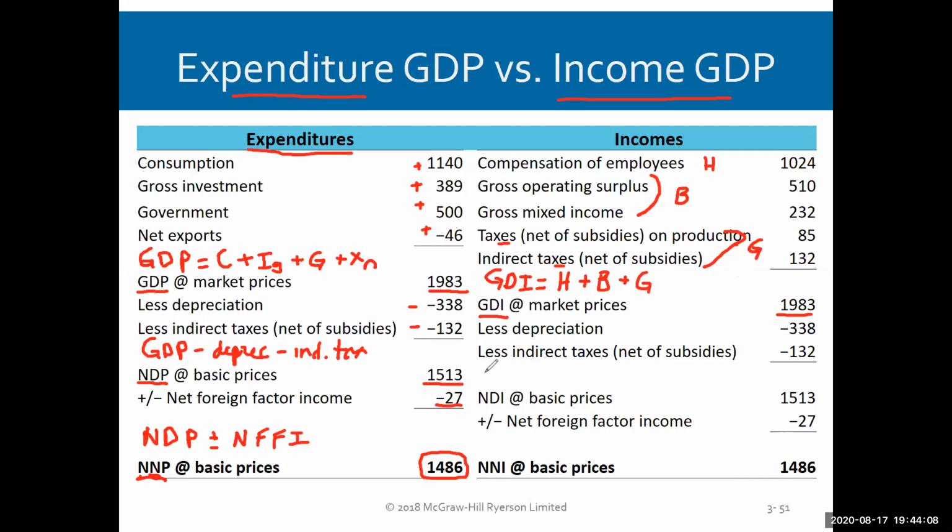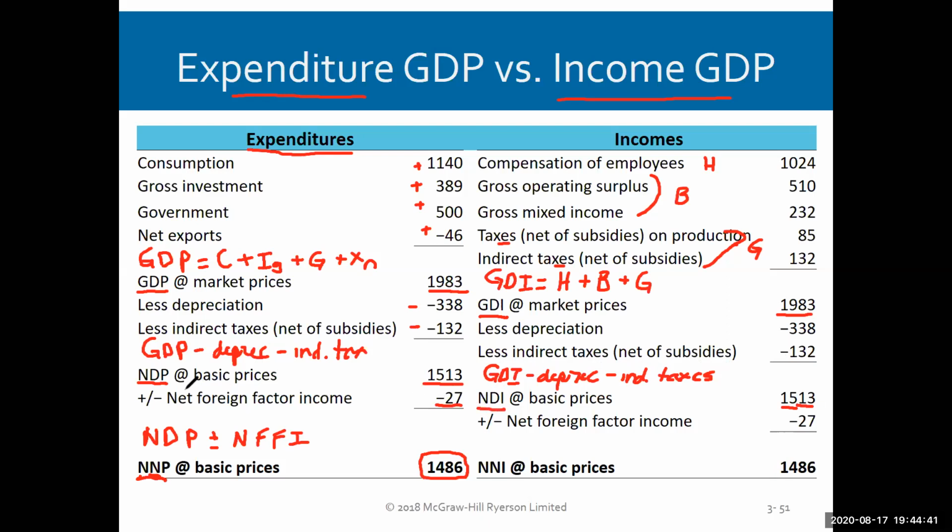Then if we want to get net domestic income, we take gross domestic income and we subtract depreciation and indirect taxes. So we're subtracting the same thing. That's why these are so consistent. It's exactly the same thing happening on both sides. So we subtract depreciation, indirect taxes, and we end up with 1513. And that's our net domestic income.